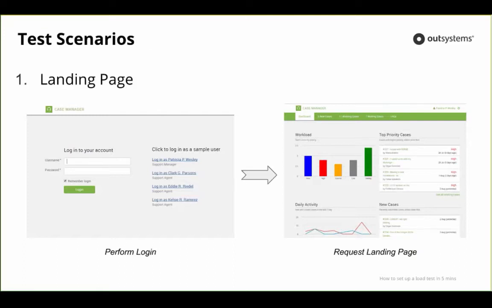We'll build two test scenarios. The first one is very simple. It's just logging into the application and requesting the landing page. We will use for that a list of manager users, because the landing page of the manager is the dashboard. So the test will help us understand if there is any performance hazard in requesting the dashboard, which is a page that contains a lot of information.